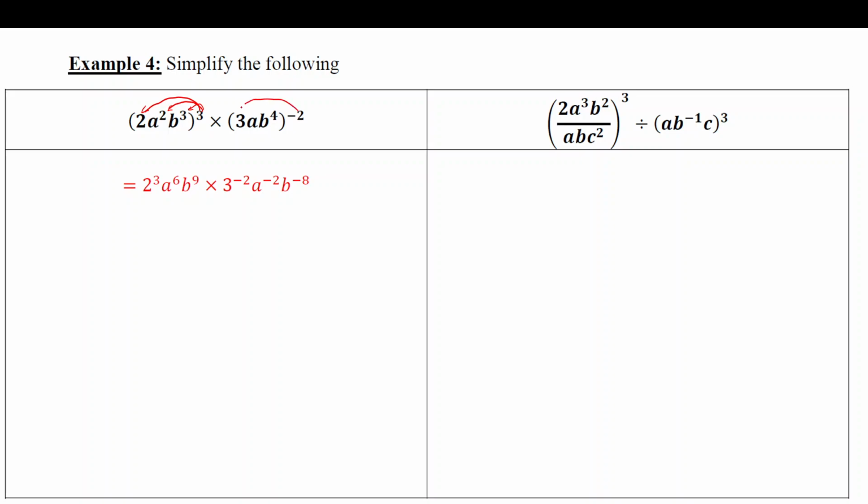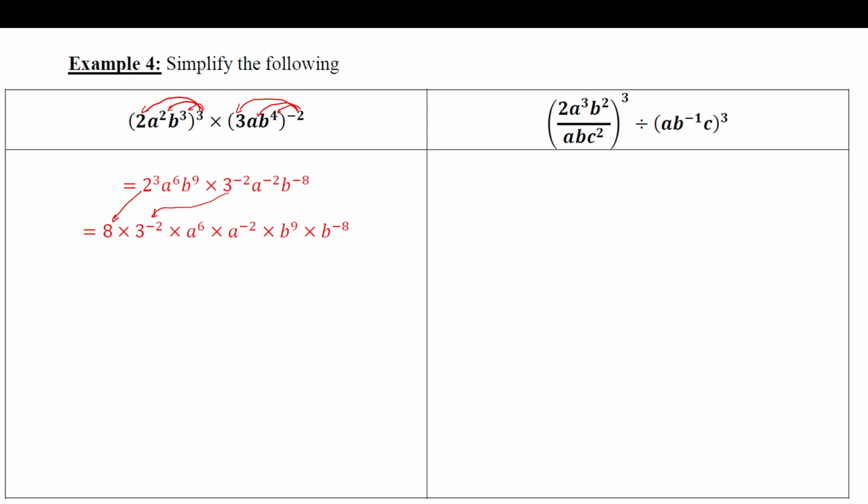Same thing here. This negative 2 goes to each of these. And we've got 3 to the negative 2, a to the negative 2, and b to the negative 8. Now we're going to bring all the numbers first, the a's second, and the b's third. Okay, we can see here we've already worked this one out. This one's gone here, and so on.